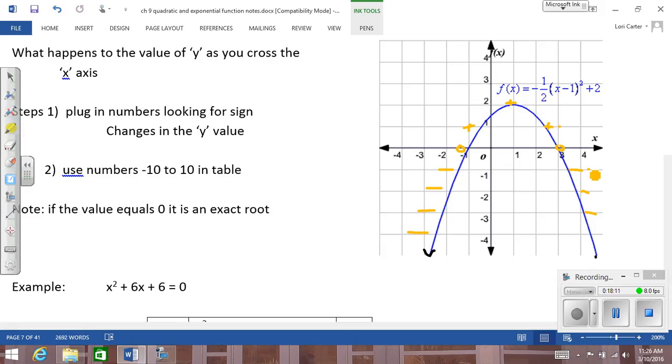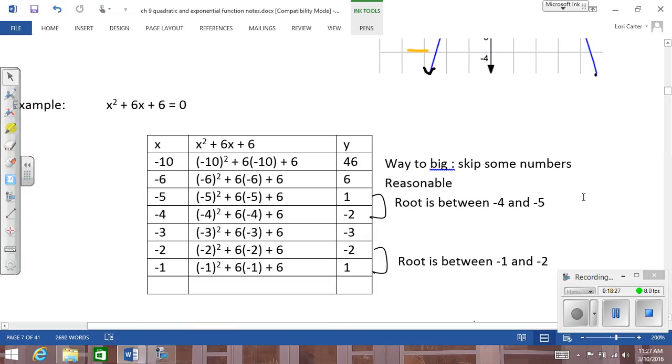Now, if I was really grumpy, I'd make you find it to the hundredths. We are not, because that takes too long. We're just going to find it generally, so we're going to actually let Maddie guess this time. Are you ready? All right, our problem is x squared plus 6x plus 6.